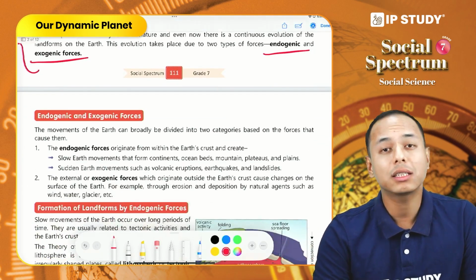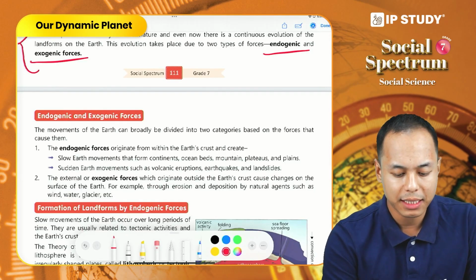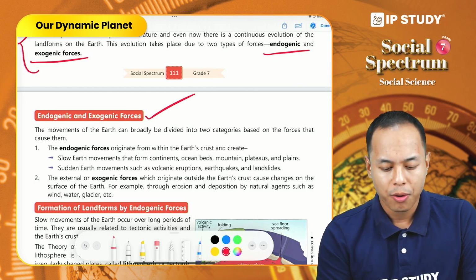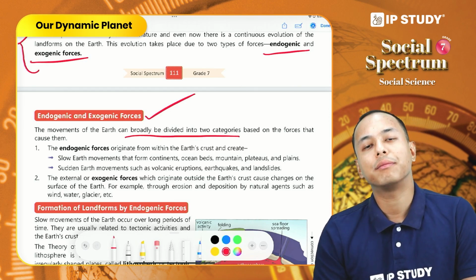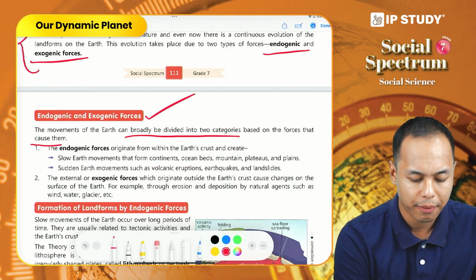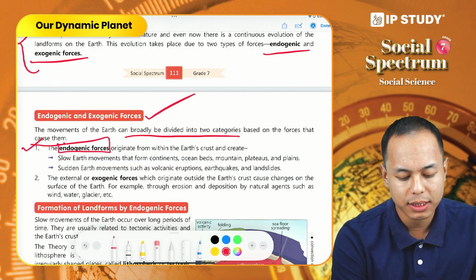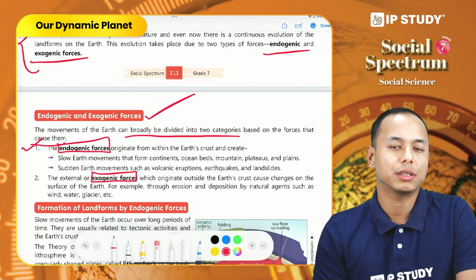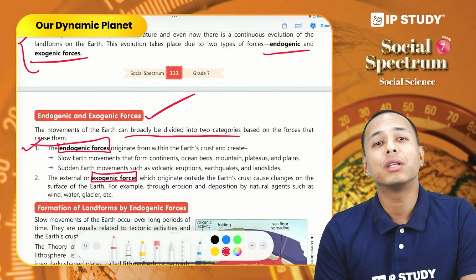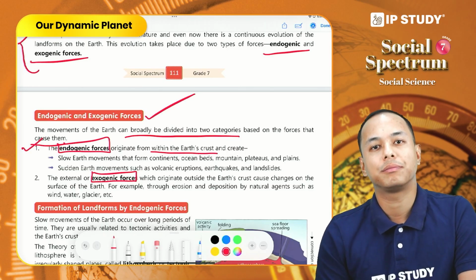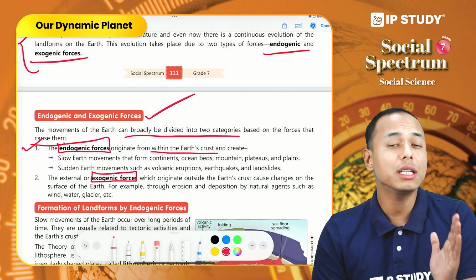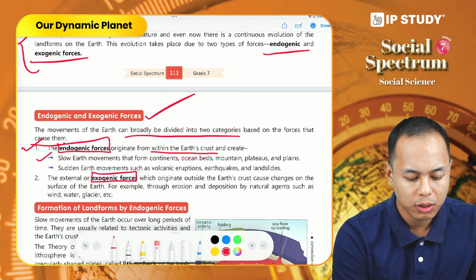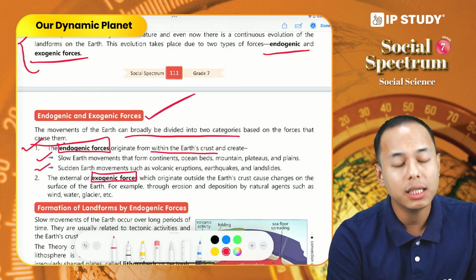So now let us come to the first topic of the chapter, that is endogenic and exogenic forces. The movement of the Earth is broadly divided into two categories based on the force behind it. First one is endogenic forces, second one is exogenic forces. So what do we mean by endogenic forces? Those forces that originate within the Earth crust. These are the forces that originate from within the Earth crust, and they create two types of movement. First one, slow Earth movement.